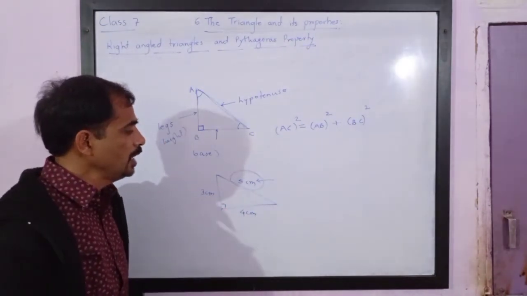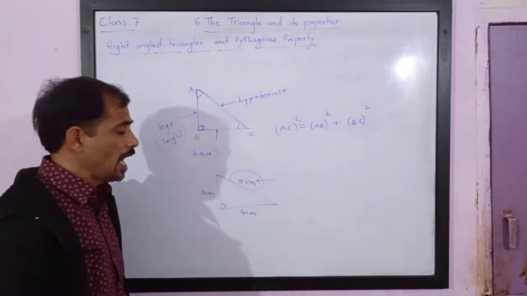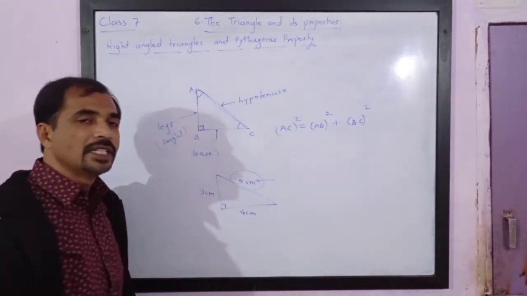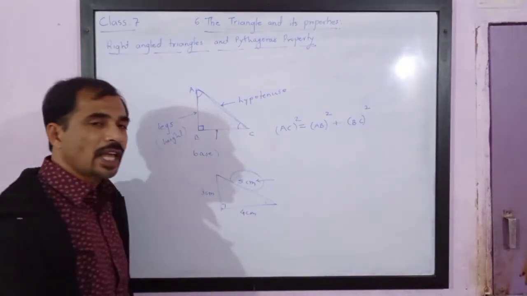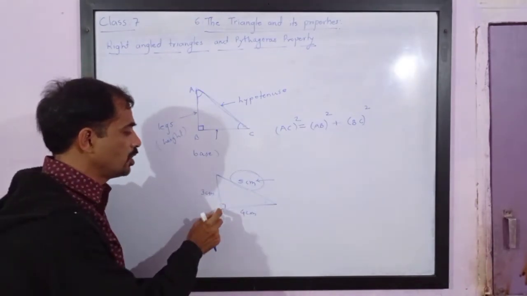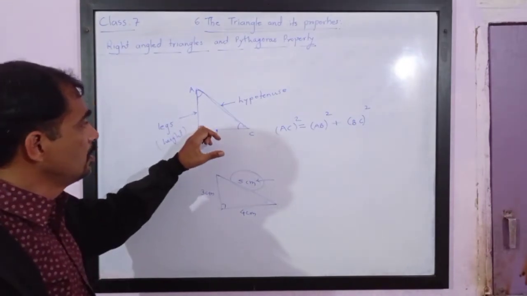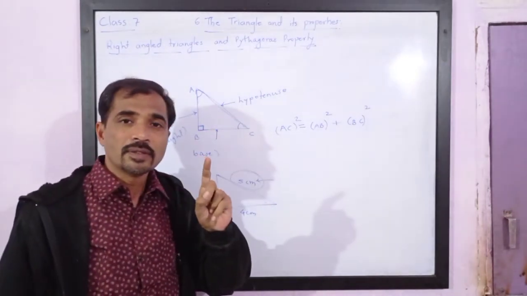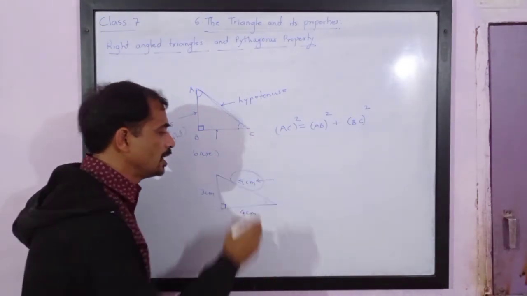Now, one more property is there: the side opposite to a bigger angle is always bigger and the side opposite to a smaller angle is always smaller. You will notice this angle is small, so the side is also small. In a triangle, there can be only one right angle, and so the side of the hypotenuse is always greater.